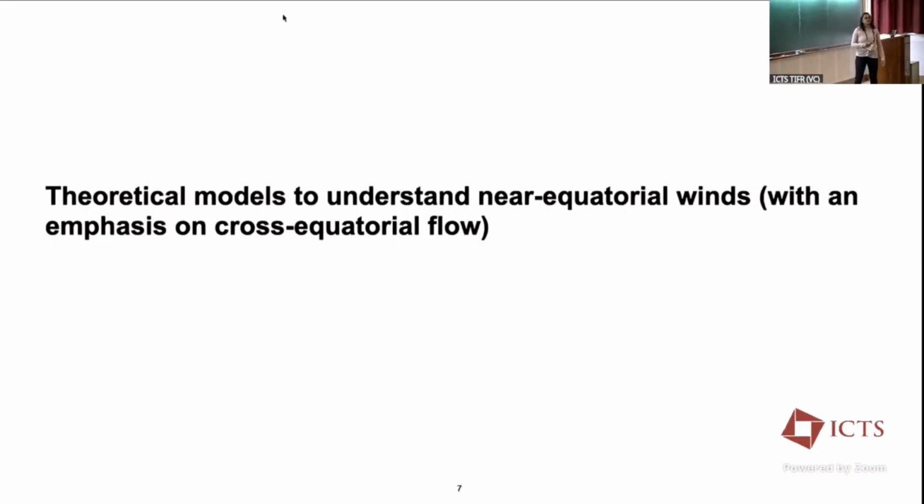Okay. In this part of the talk, I'm going to discuss the different theoretical models that people have looked at for the cross-equatorial winds. Again, cross-equatorial flow, because we saw that the cross-equatorial flow somehow seems to attract most of the precipitation in both the Eastern and the Western Ocean basins. Okay. Any questions so far, or can I move on?